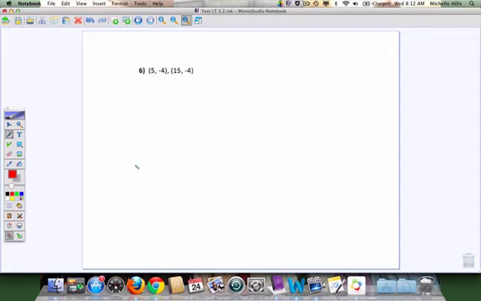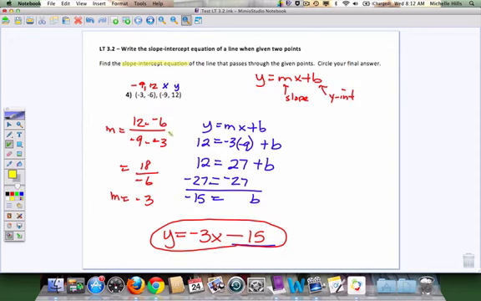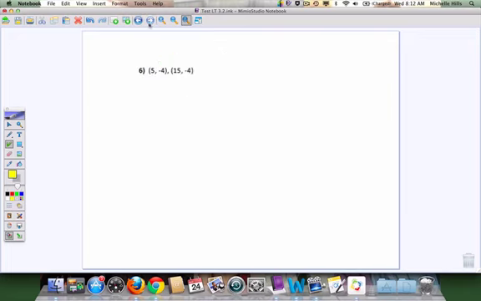6 was the only problem on the first page that you don't have to show work on. You're really trying to say, what do these 2 points have in common? Well, for these 2 points, if you take negative 2 times the x value of the point and add 8, you get the y value. For these 2 points, if you take negative 3 times the x value in the point and subtract 15, you get the y value. Well, what this third one has in common is that both of the y's are negative 4. So y equals negative 4.